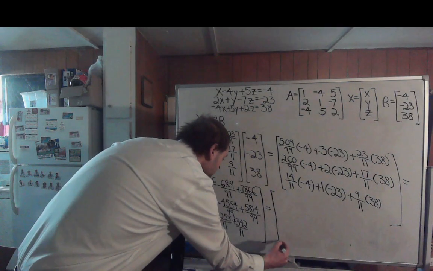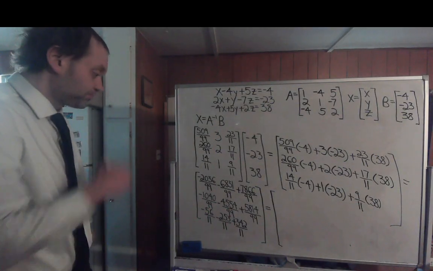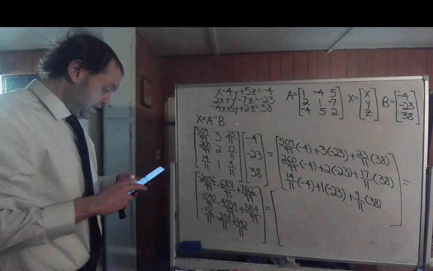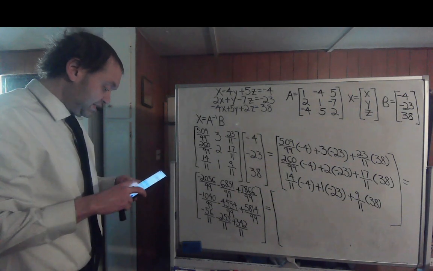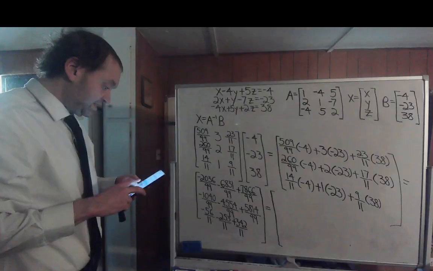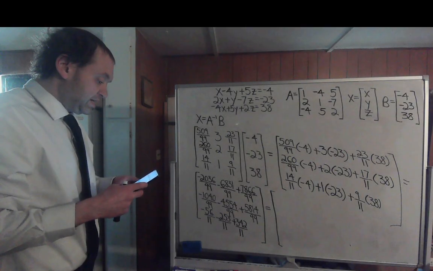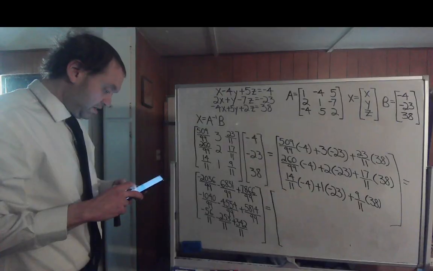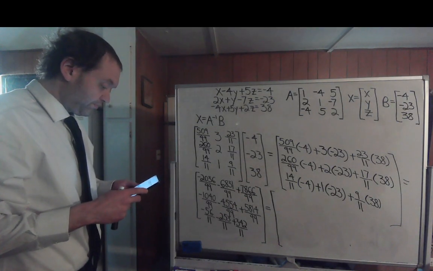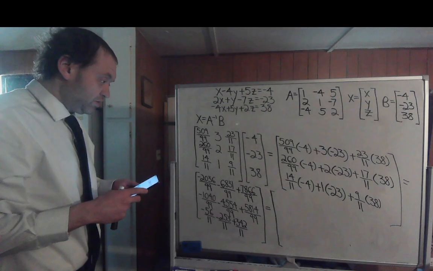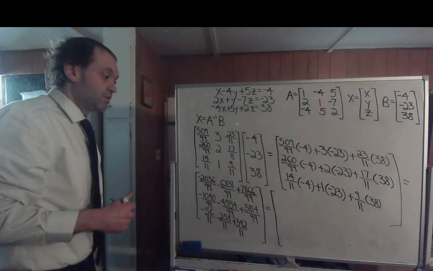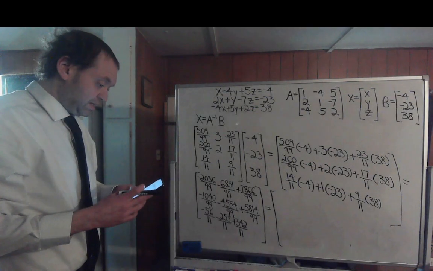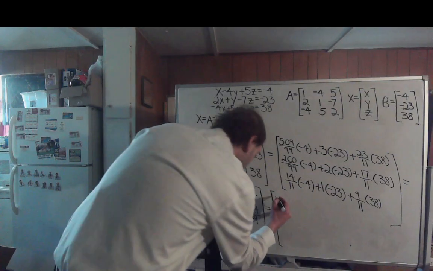Alright, here's the moment of truth. So, let's do all the math now. Negative 2036 minus 6831 plus 7866 gives you negative 1001 over 99, which would end up giving you negative 91 over 9.